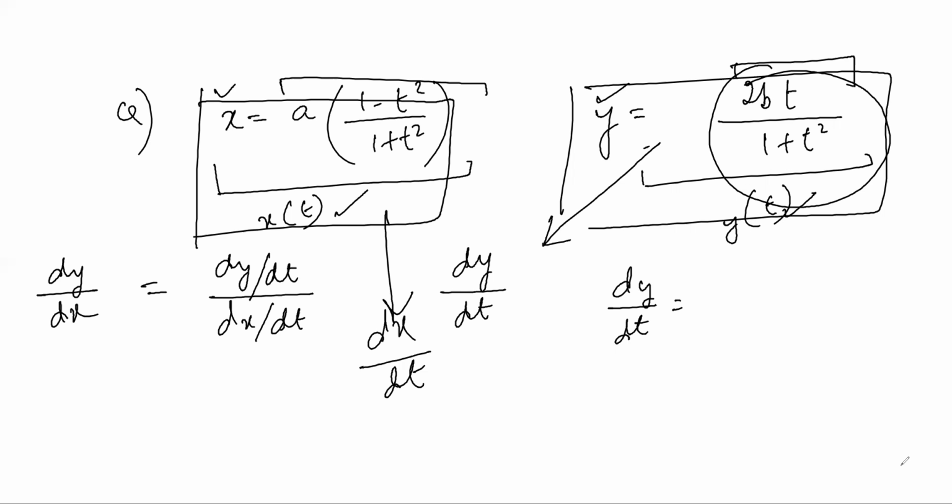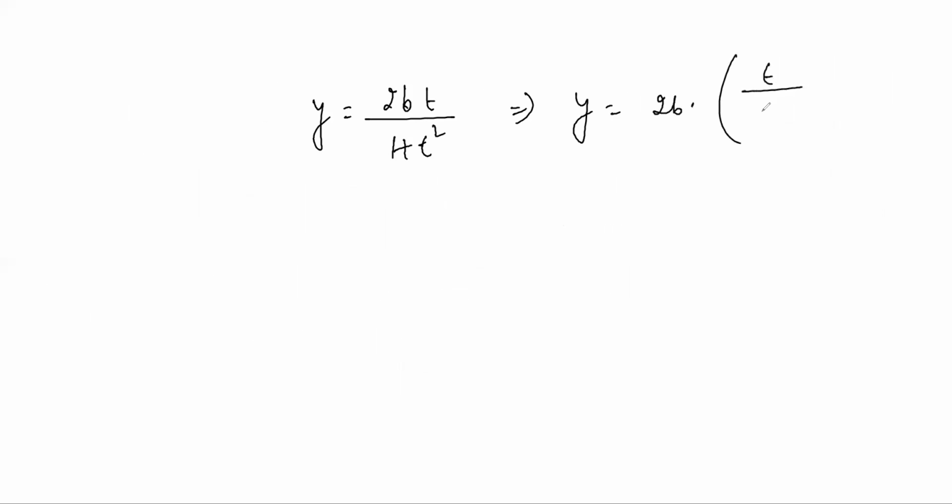Let me change to the next page. So y is equal to 2bt by 1 plus t square, where 2b is a constant. So let me write it outside. So it will be t by 1 plus t square. So when we need to differentiate it, we need to follow the uv rule, right? This is u and this is v.